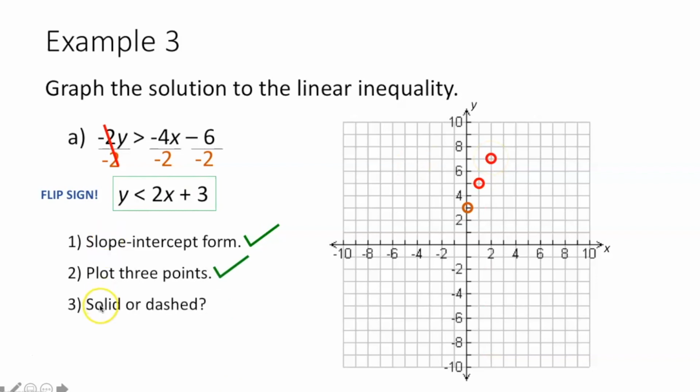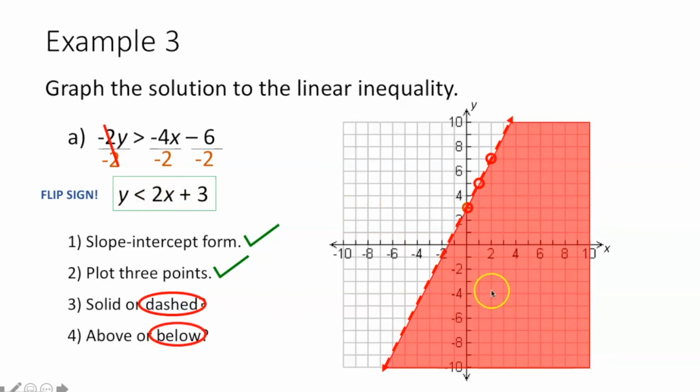Now we need to decide, are we going to have a solid or a dashed line? Again, because there's no equal sign here, we have to use a dashed line. This indicates that the points on this line are not a solution to this inequality. Then we decide, are we going to shade above or below this line? Well, since our inequality symbol is facing away from our y, we want all y's less than 2x plus 3, so we want to shade below this given line. Looks something like this. This indicates that every point in this shaded region would make this inequality true, just not any point on the given line.